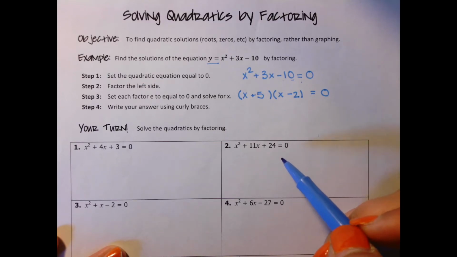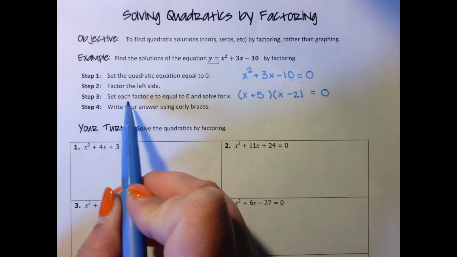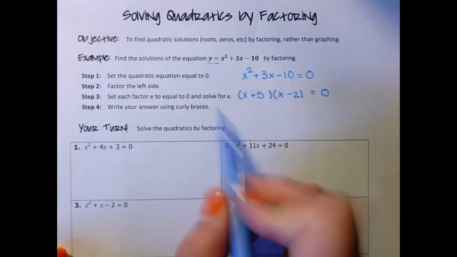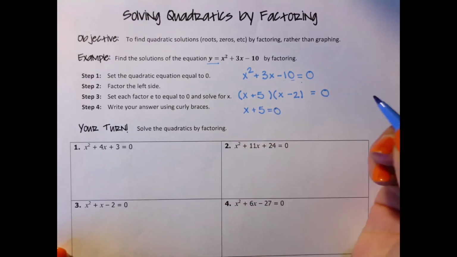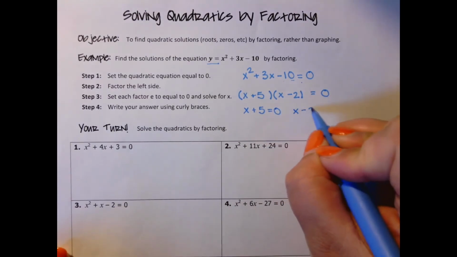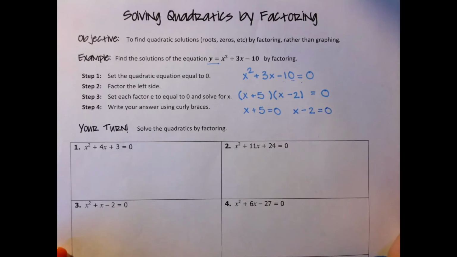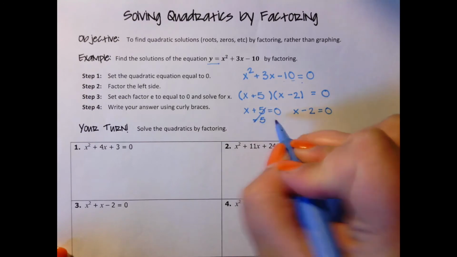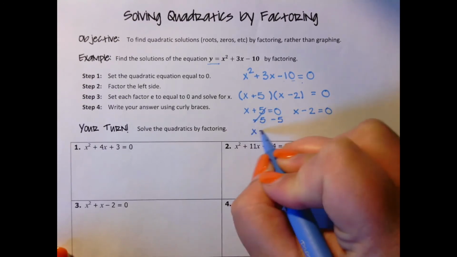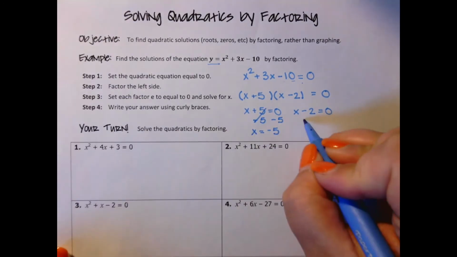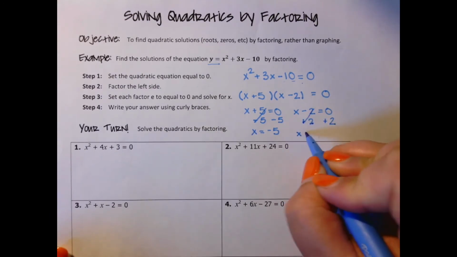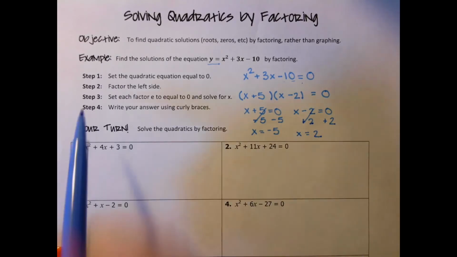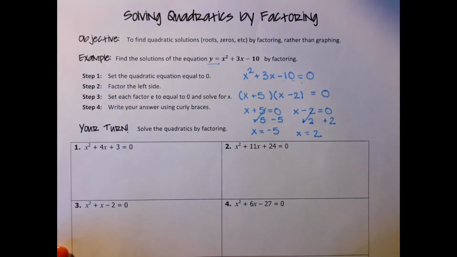Then we are going to, step 3, set each factor to equal 0 and solve for x. So we're going to do x plus 5 equals 0, x minus 2 equals 0. We're going to solve each of these. Step 4, write your answer using curly braces.